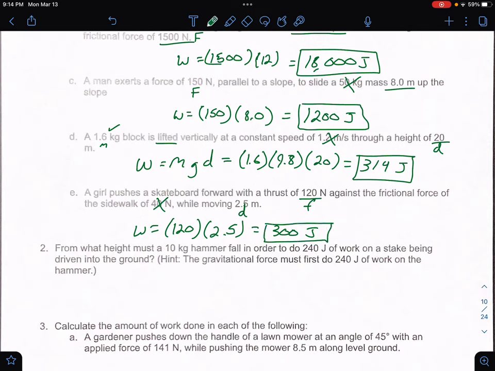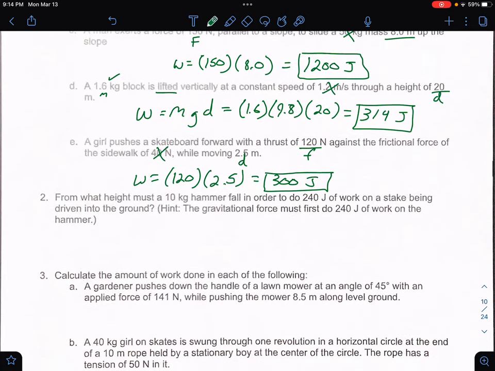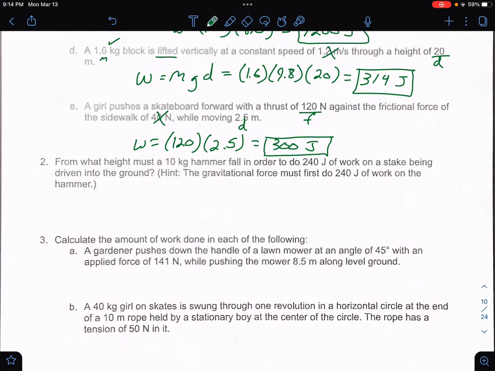Now, if we did ask for something like net work, then we could look at the frictional force of 40 newtons times that same distance and figure out what the difference would be. But in this case, we just wanted to know the work being done by the agent performing the work.